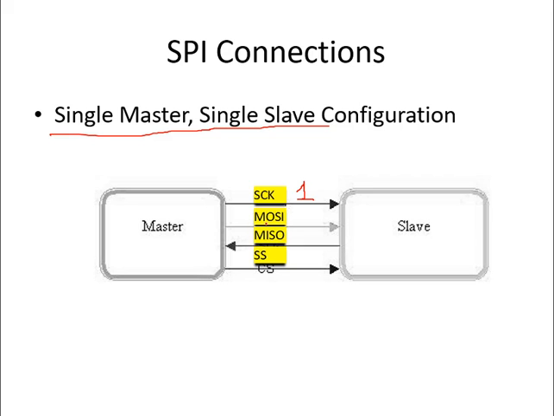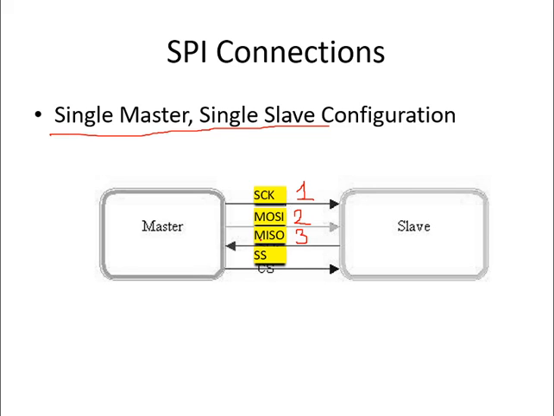Next, MOSI. MOSI means master out, slave in, from master to the slave. This is the second signal, a data line. Third is again a data line.